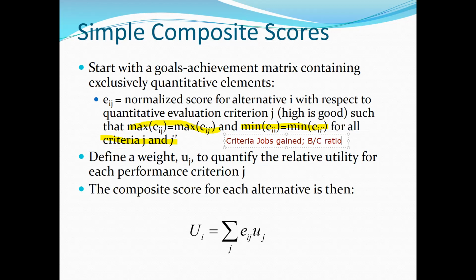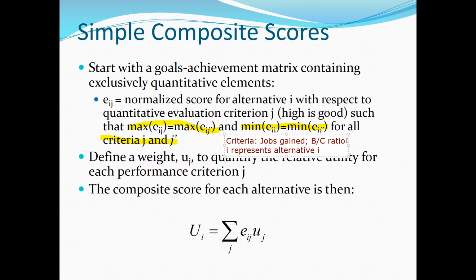And then i would be alternatives. So i's represent alternatives. So it could be alternative 1 versus alternative 2. Alternatives would be like what projects you might do. And then criteria are jobs gained and B by C ratio, and there could be many more.